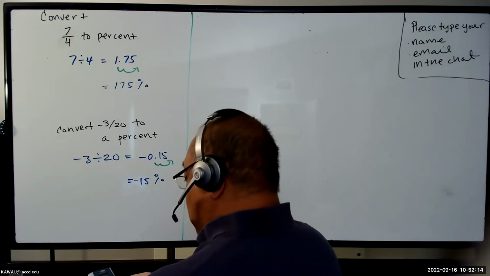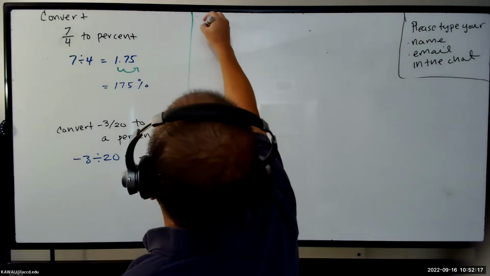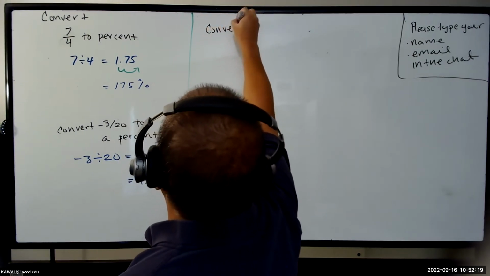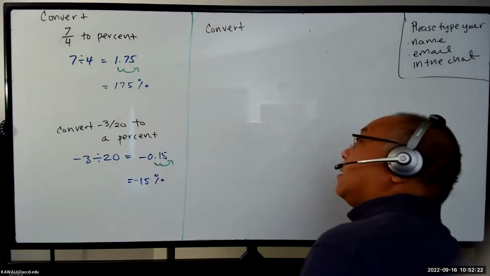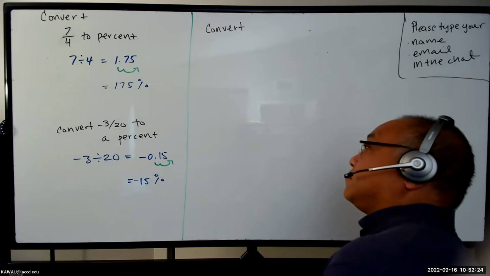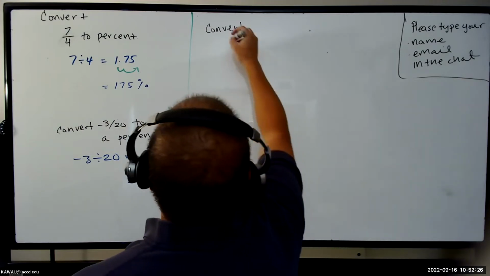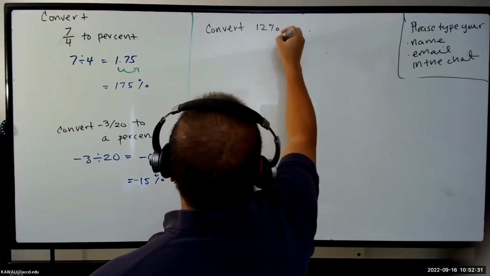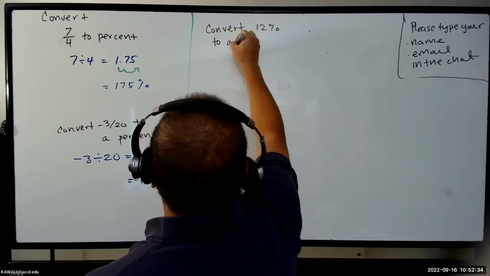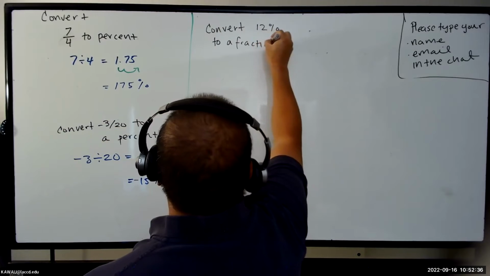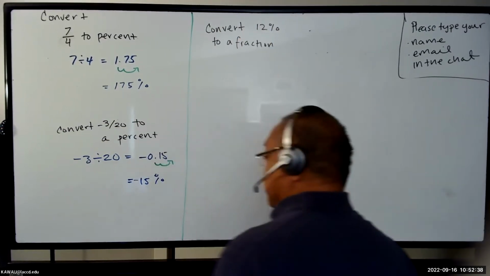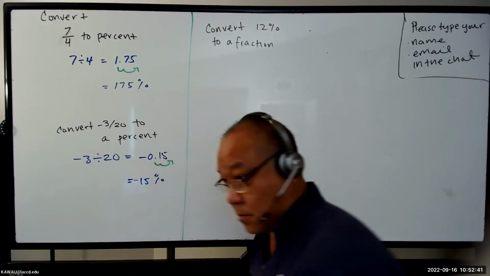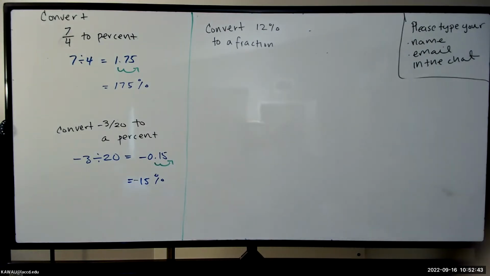Okay, so the next one is convert, let's go with 12% to a fraction. Okay, so convert that to a decimal and then go to a fraction.